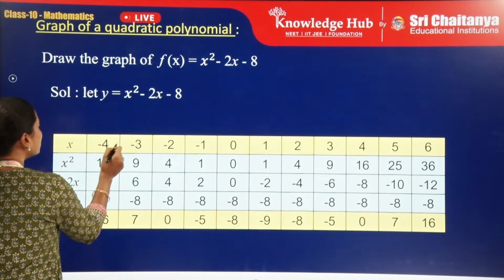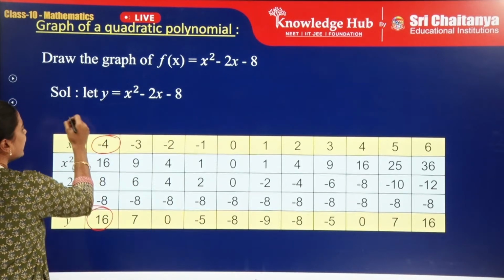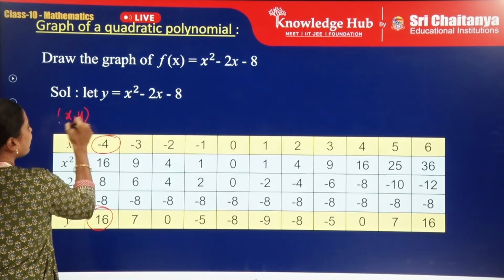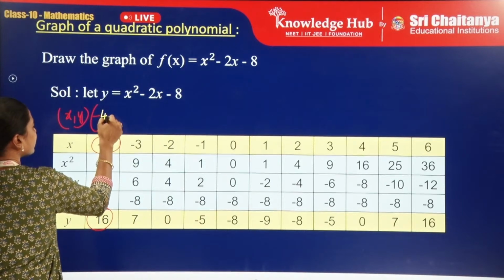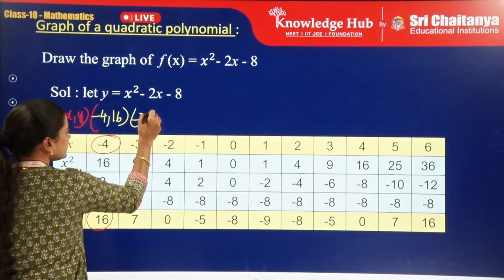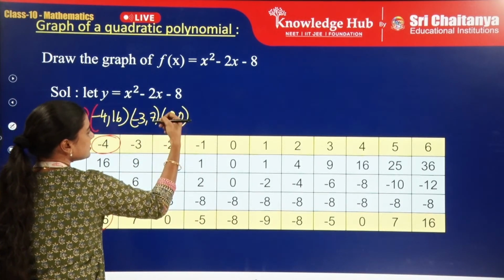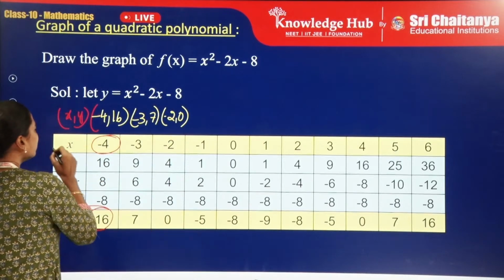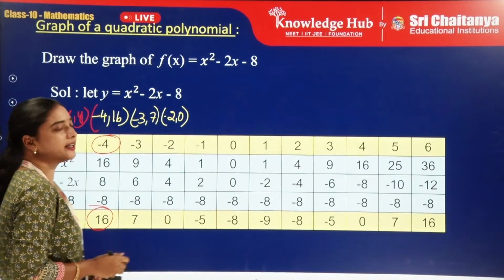So the value of x is minus 4, the value of y is 16, hence the point x comma y will be minus 4 comma 16, and here the point is minus 3 comma 7, and here the point is minus 2 comma 0. So like the way we have to consider the point coordinates of x and the coordinates of y.